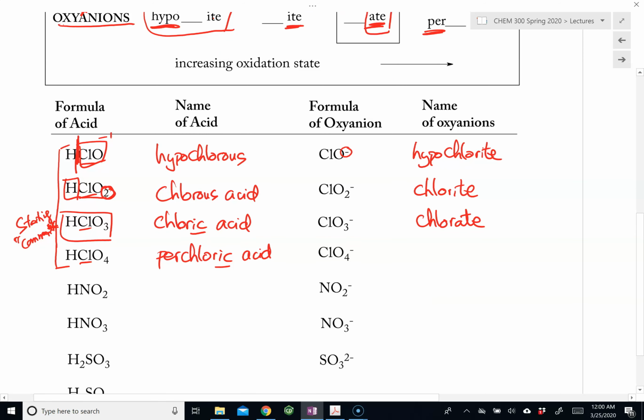And lastly, once perchloric acid has given up the proton already, it becomes ClO4 and the charge is -1. So all of them are -1. And now this becomes the perchlorate. So that's how we will name the different derivatives of the oxy acid and the oxyanion.